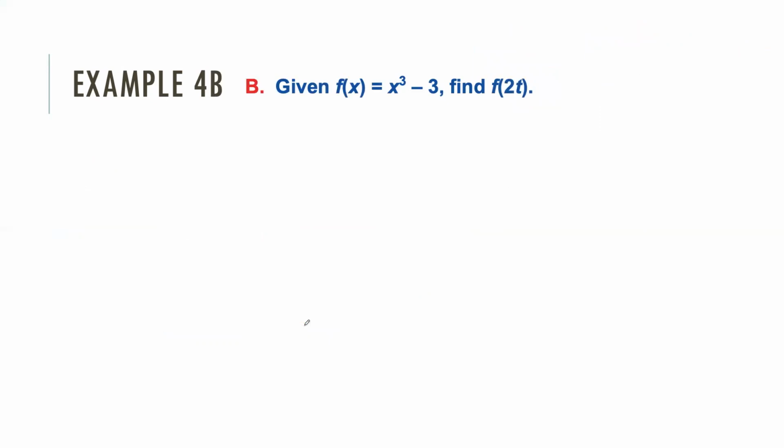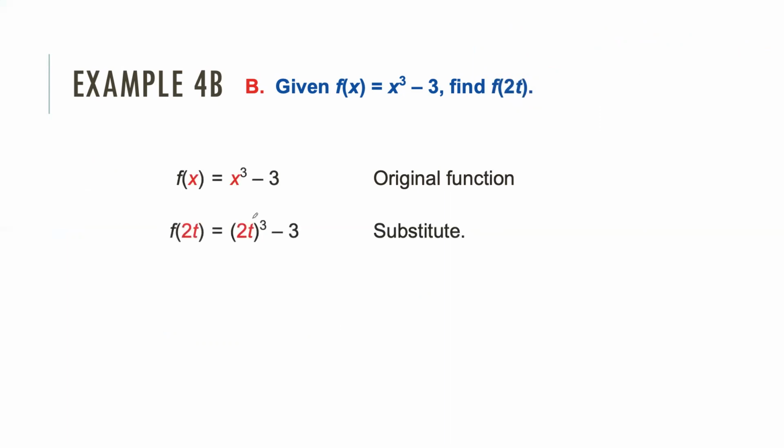We are not limited to only inputting number values. We could also put in our own expression. So here they have the expression 2t in as the input. So we're saying f of 2t, which is going to be the same thing, that everywhere I see an x, I'm going to input 2t. So we substitute 2t in.